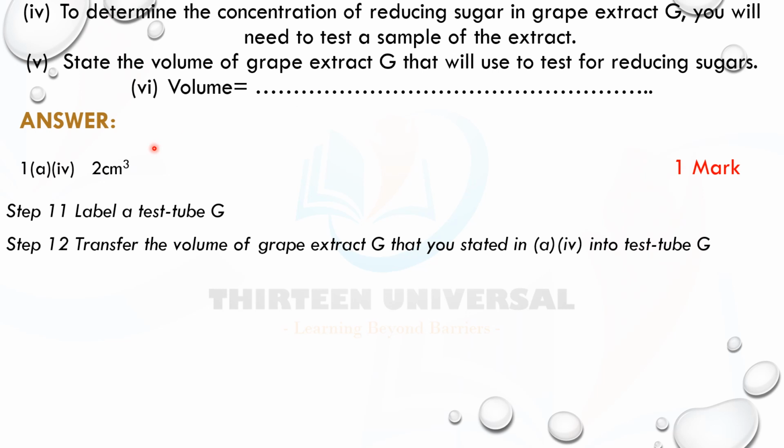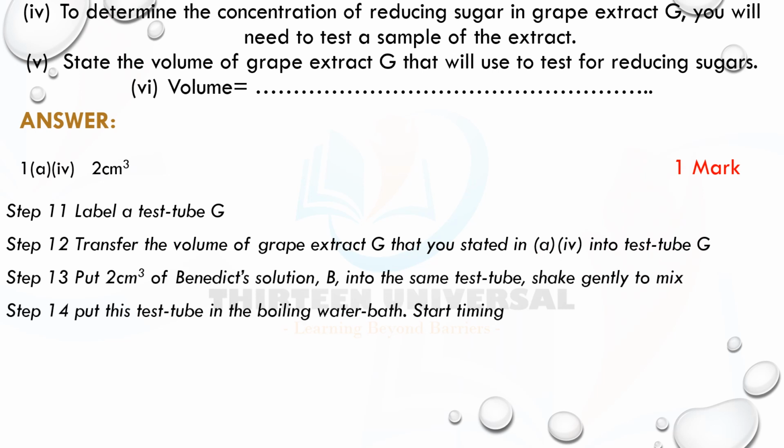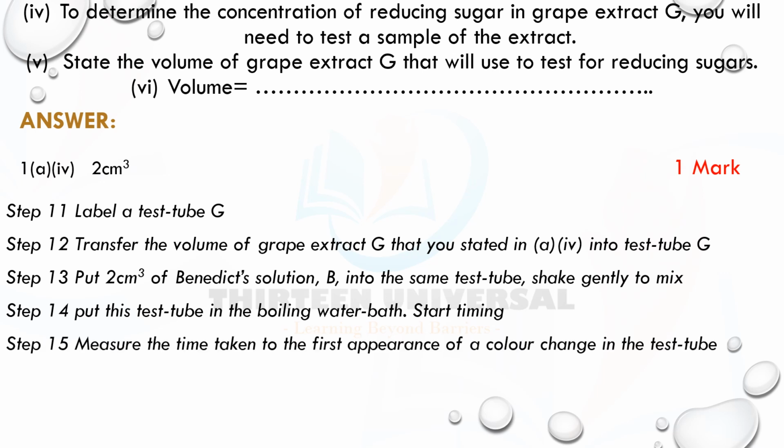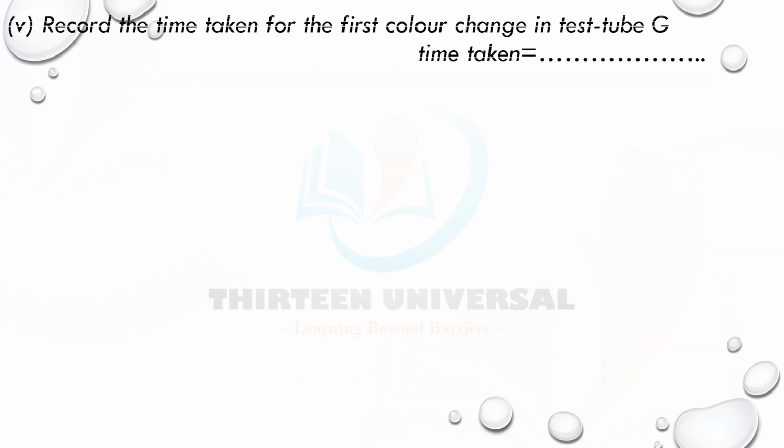Now we'll continue to step 11. Label a test tube G. Transfer the volume of grape extract G that is stated in A(iv) into test tube G. So you put 2 cm cube of grape solution into the test tube. Shake gently to mix. Step 14. Put this test tube in the boiling water, and start timing. Then measure the time taken for the first appearance of a color change, just like you did for the others. If there's no color change, the same thing. So record the result. Whatever your G is, record it. Record the time taken for the first color change in test tube G.